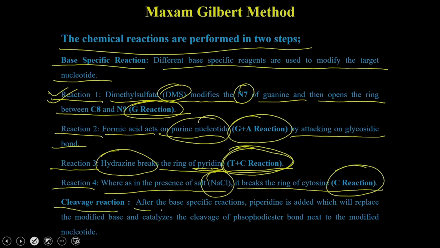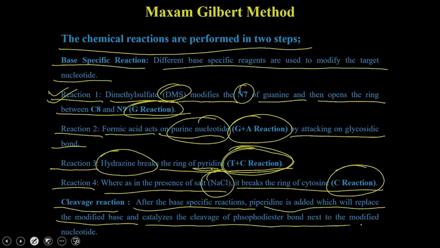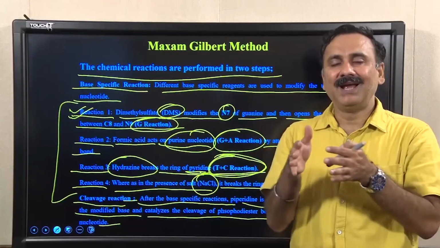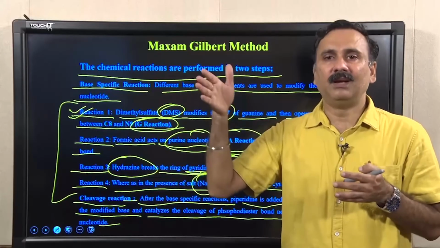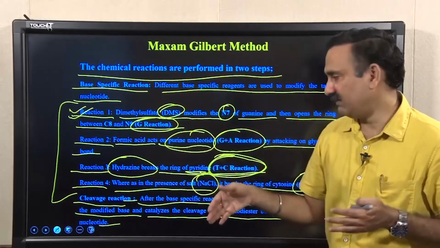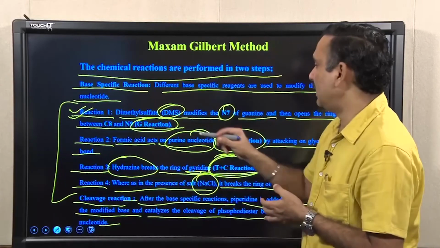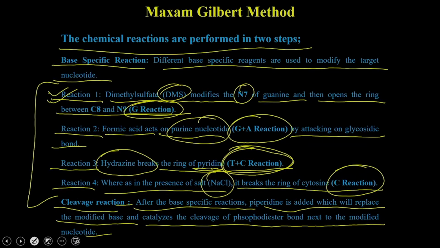After the base specific reaction, in the cleavage reaction, piperidine is added, which will replace the modified base and catalyze the cleavage of the phosphodiester bond next to the modified nucleotide. So first you do the base specific reactions, and then you do the cleavage reaction with the help of piperidine, and that cleaves the DNA just after that particular modification. So what you have are 4 reactions: the G reaction, the G plus A reaction, the T plus C reaction, and the C reaction.